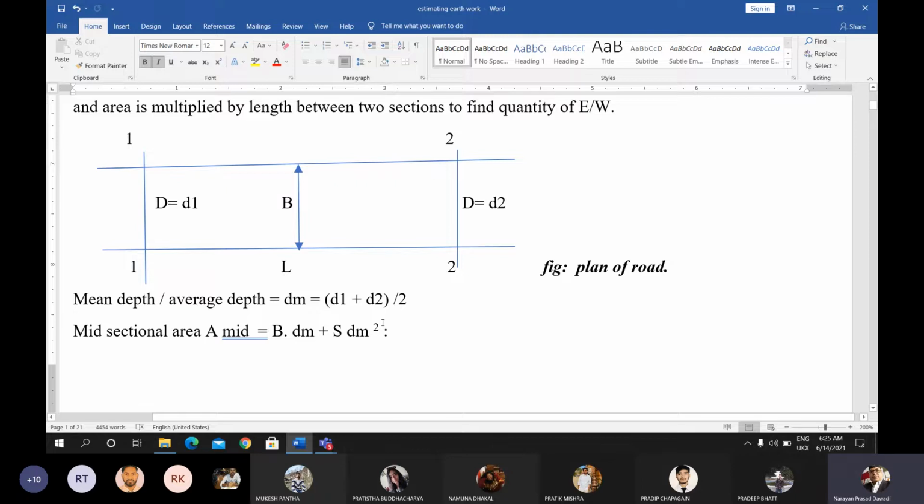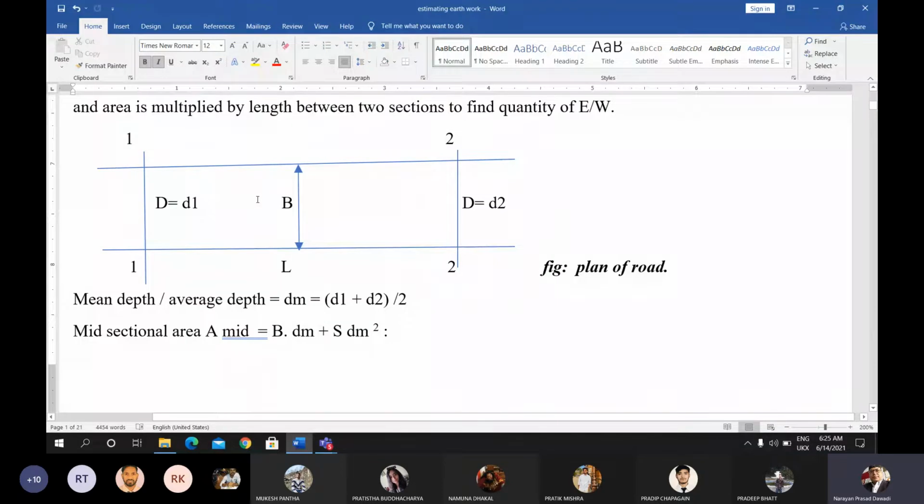But you cannot average the depth. You cannot make average of the depth if the first section is in filling and the second section is in cutting. You cannot take the average depth between the cutting section and the filling section because both of them are different types of sections. So you cannot take average in between them.